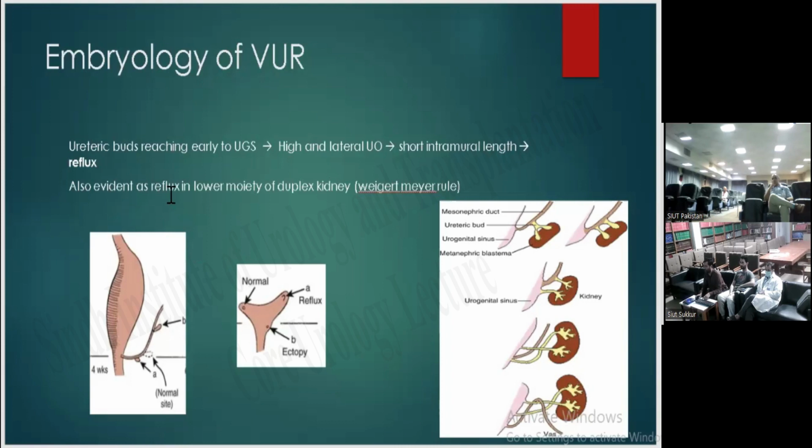Reflux is also evident in the lower moiety of a duplex kidney. In incomplete ureteral duplications, the ureter which comes from the upper moiety lies caudally and more medially, and the ureter from the lower moiety lies cranially, with a short length, and laterally placed. So in duplex kidneys, reflux is most commonly in the lower moiety.